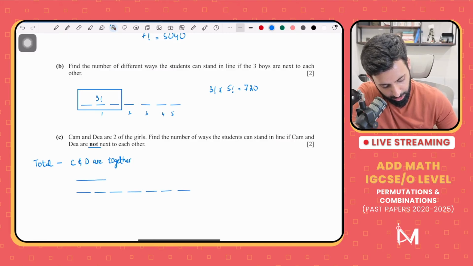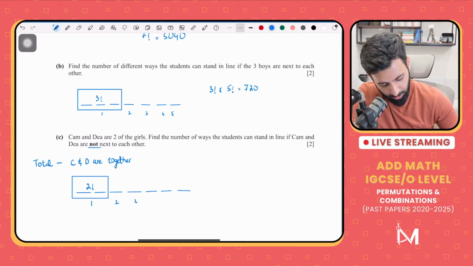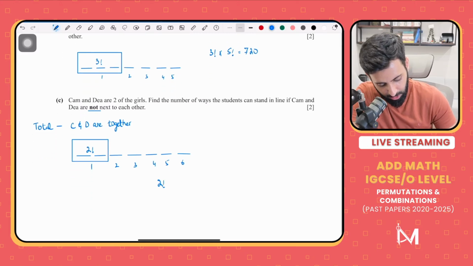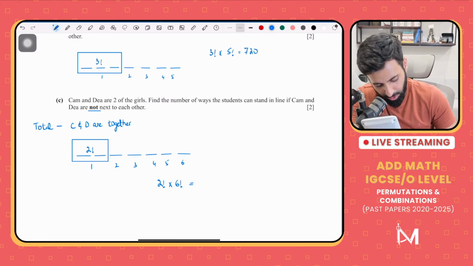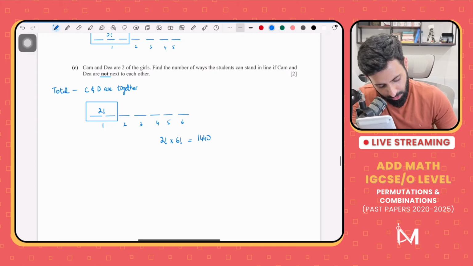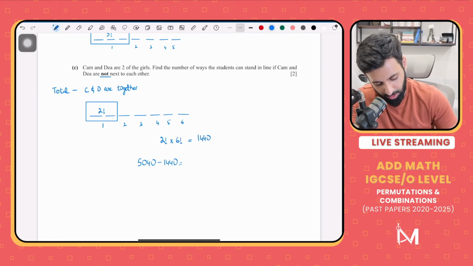Now C and D are 2 people, and we have to make sure they stand together, so we put them in a box. That's 2 factorial. Outside the box, 1, 2, 3, 4, 5, and 6. So there are 6 objects to arrange, which means 6 factorial. So 2 factorial times 6 factorial is equal to 1440. Now what was the total? The total was 5040. So 5040 minus 1440 is equal to 3600.